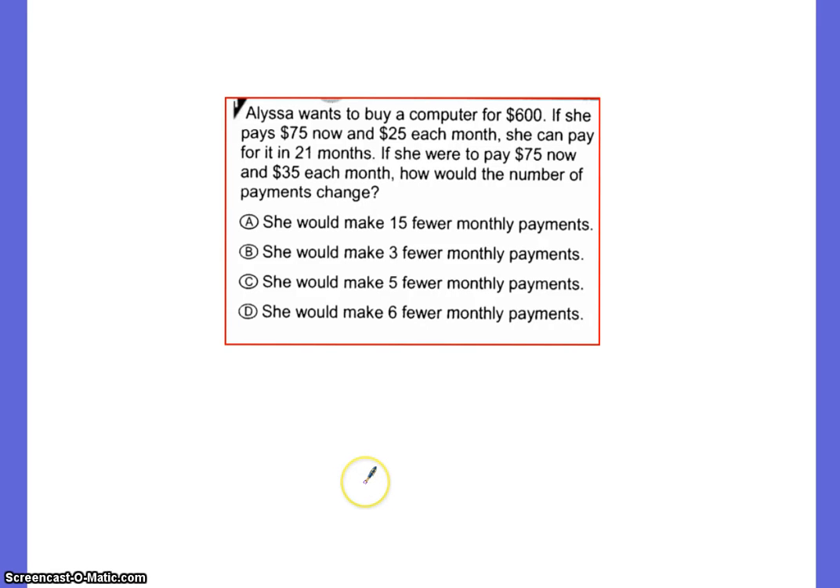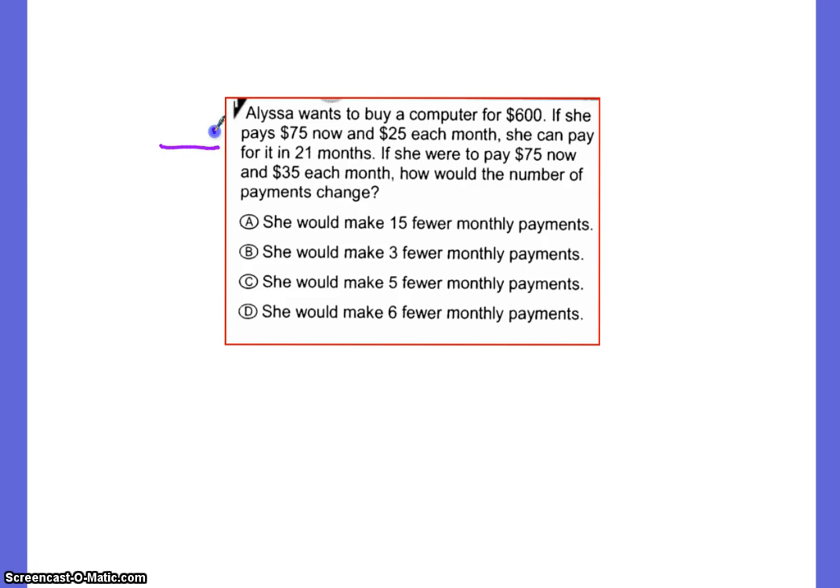This is Algebra 1, S1P8. Number 1. Alyssa wants to buy a computer for $600. If she pays $75 now and $25 each month, she can pay for it in 21 months. If she were to pay $75 now and $35 each month, how would the number of payments change?